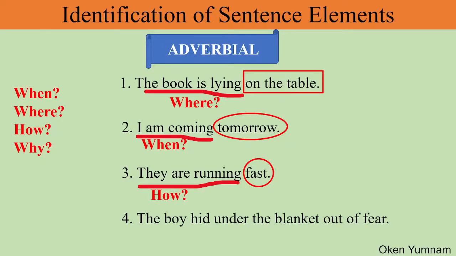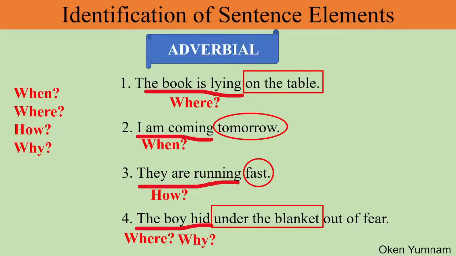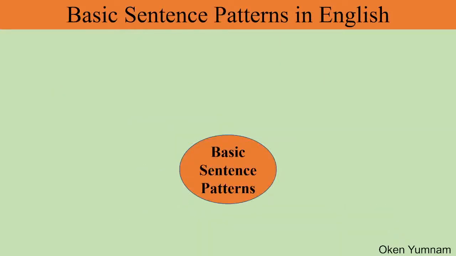The boy hid under the blanket out of fear. The boy hid. Where? Under the blanket. This is an adverbial. Again, you can ask why. You get another reply, out of fear. So this sentence, number 4, has 2 adverbials. This is how we identify adverbials.